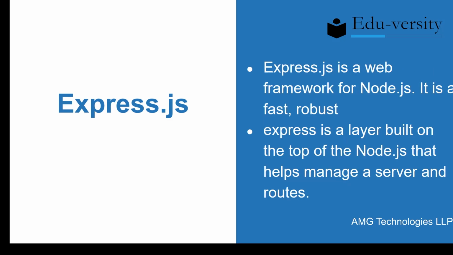Next, we have Express.js. Express.js is just a layer above Node.js. Express.js is basically a Node.js based web framework that is used to maintain the web applications more effectively. Express.js is a web framework for Node.js. It is used for fast and robust web applications. Robust means strong. So Express is a layer built on top of Node.js that helps manage a server and routes. Routes are basically the URL links that you have provided to the web pages.